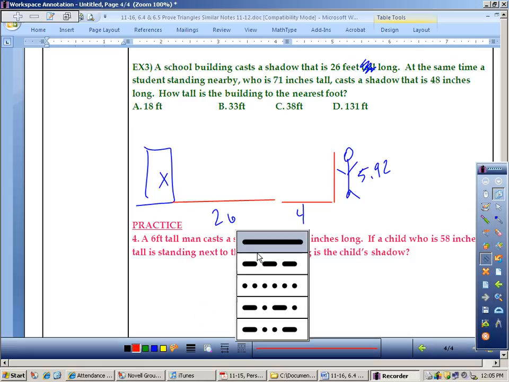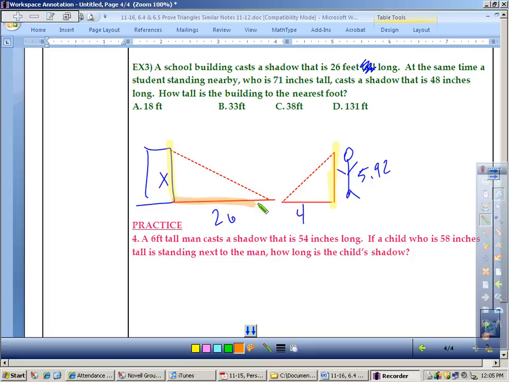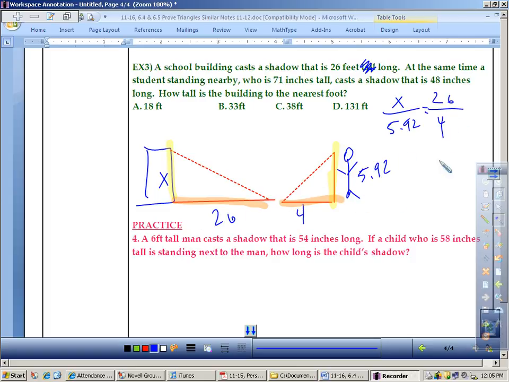So what we've done is we've created 2 similar triangles, and we can estimate or find the height of the building by setting up a proportion here. So I compare the corresponding parts. That would be the student's height to the building's height, the length of the shadow to the length of the shadow. It doesn't matter where you start as long as you maintain the proportion. So if we say x, the height of the building, is to the student's height, as the length of the building's shadow is to the student's shadow.